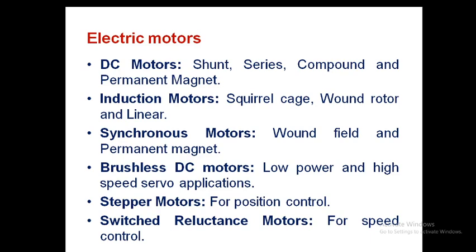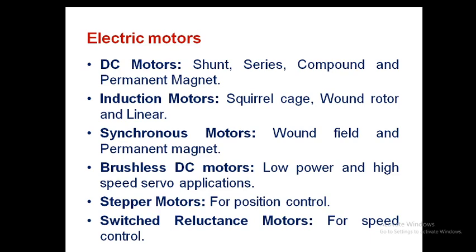Electric motors. The next part of the electric drive is electric motors. One is DC motors. In DC motors, again we have various types of motors: shunt motor, series motor, compound motor, and permanent magnet motor. So based on the application, we will choose the required type of motor.